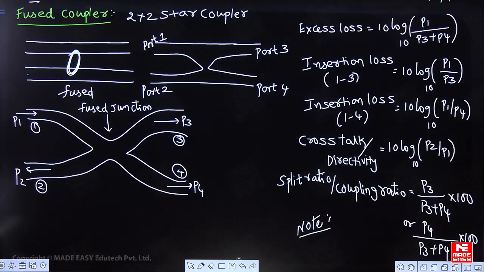Next point, insertion loss. It is defined as the loss obtained for a particular port to port optical path. Right.